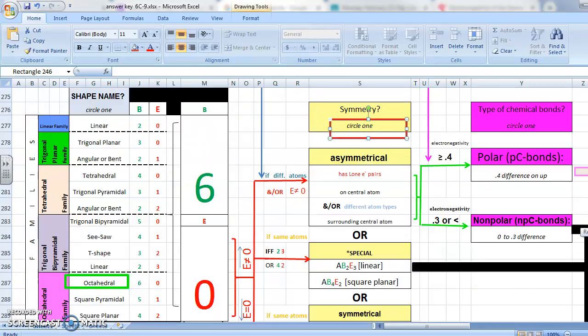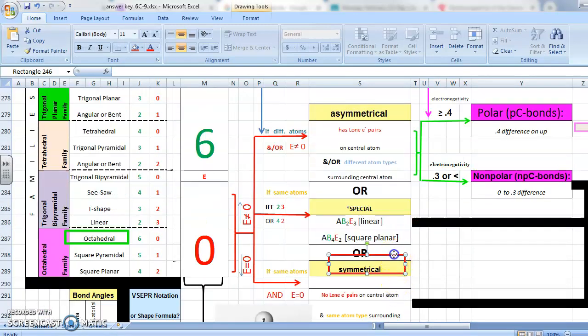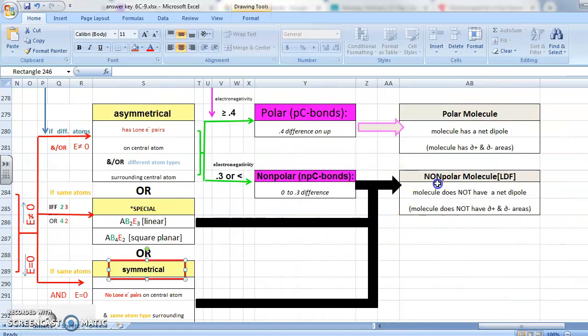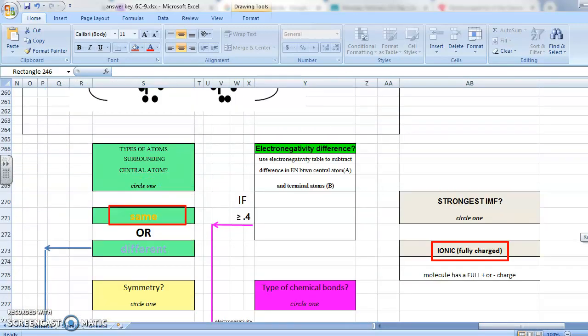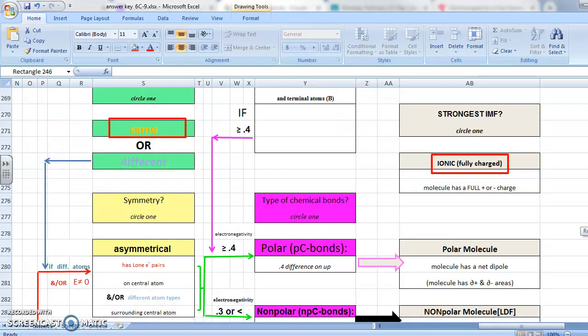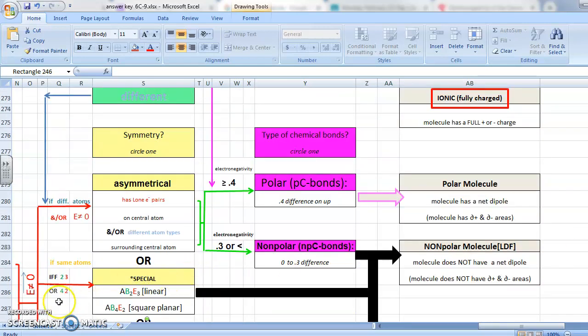With it being symmetrical, we don't really need to find out the bond types, because if it's symmetrical, even if they were polar bonds, it would take us to a nonpolar molecule. But we already know that this molecule has a charge, so we don't even care about what kind of bonds there are or if the bonds really cancel. This thing's fully charged. It is ionic. That is the strongest pull you can have on intermolecular attractions.